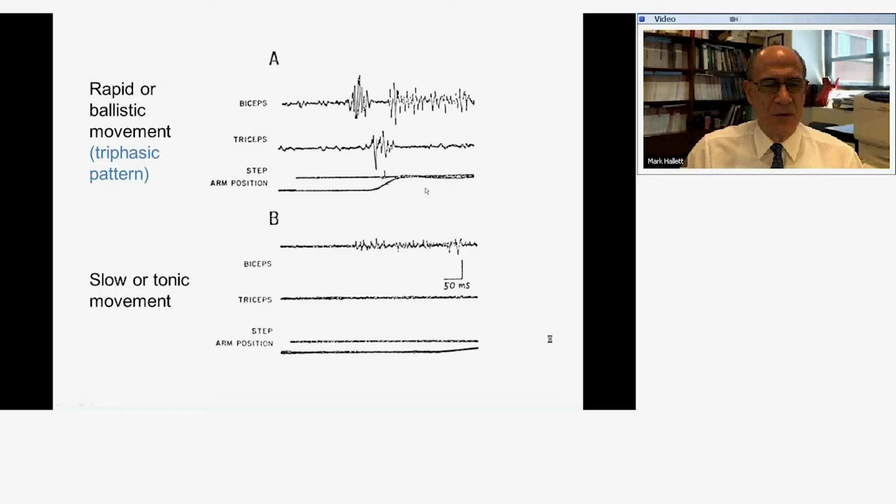A second type of pattern is this, what I call what is seen in a slow tonic movement, where, again, this is an elbow flexion. It's slow in this circumstance, and the EMG activity is a relatively long burst in the biceps muscle alone, although it could be co-contracting in nature. So these are 2 different patterns.